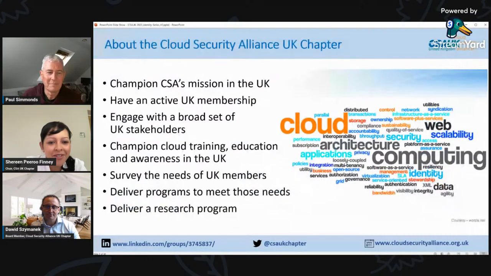So, the Cloud Security Alliance UK chapter. This is our second talk, just a reminder on what we're doing. We're here to champion the Cloud Security Alliance overall organization's mission in the UK. We do have a very active UK membership. We engage with a broad set of UK stakeholders, and we're here to champion cloud training, education, and awareness opportunities in the UK. We do survey the needs of our members, so you'll see on LinkedIn we do ask various questions about what you're looking for us and how we can support you, and we do try and deliver programs to meet those needs.